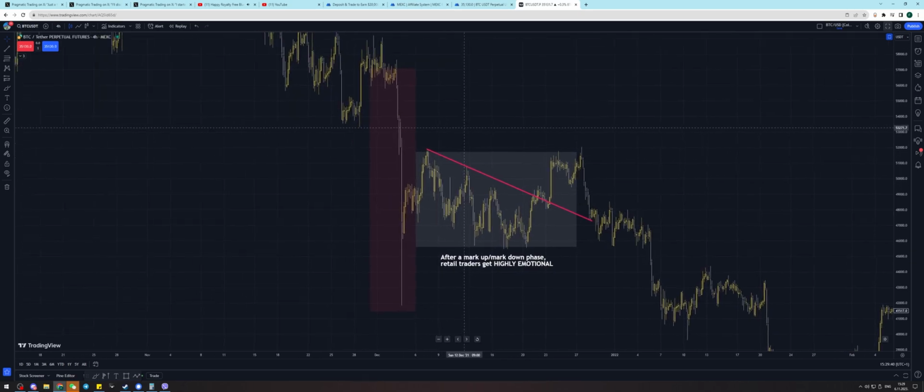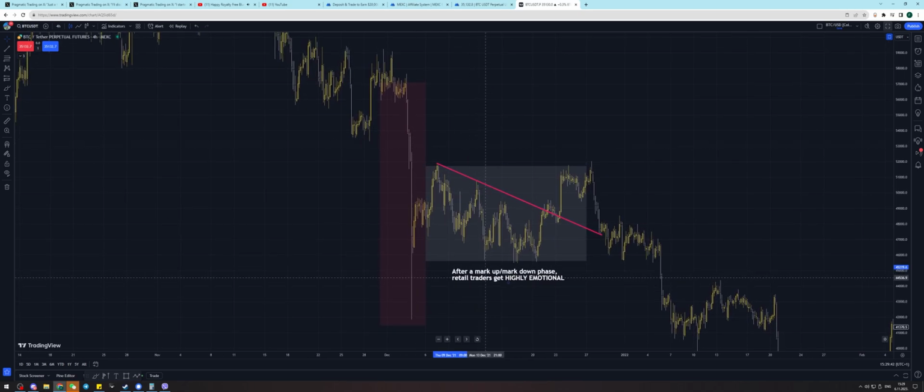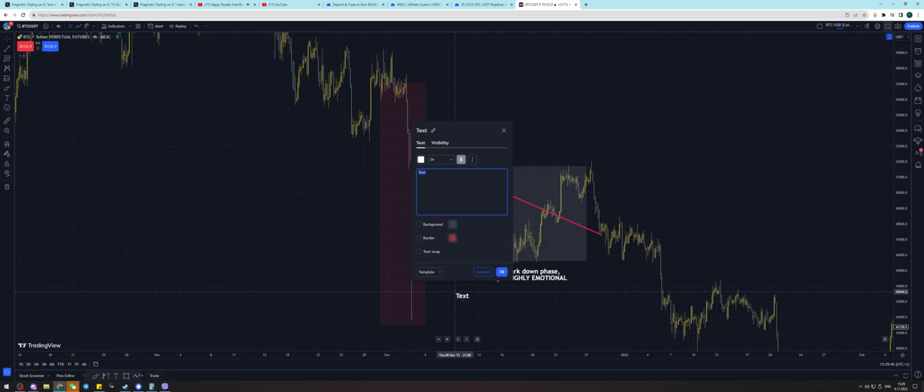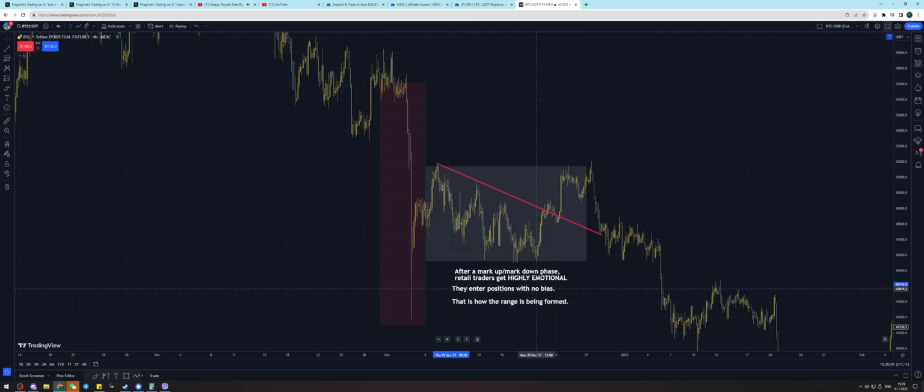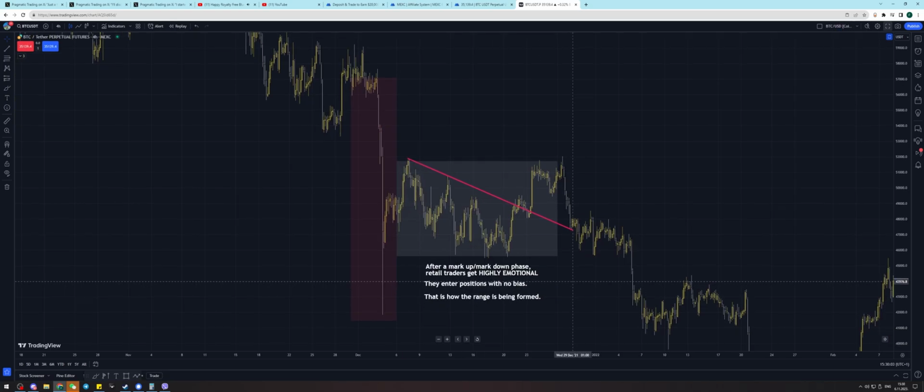So I repeat, after a markup and markdown phase, retail traders get highly emotional, okay? They enter positions with no bias, okay? That is how the range is being formed. That's what forms the range. And when an asset collects enough short and long liquidity, it will continue in the original direction.